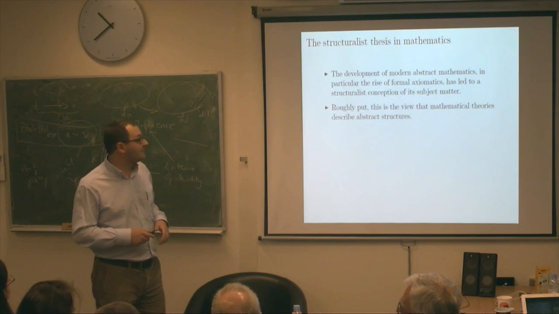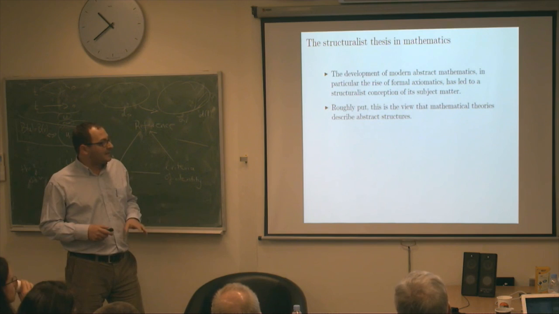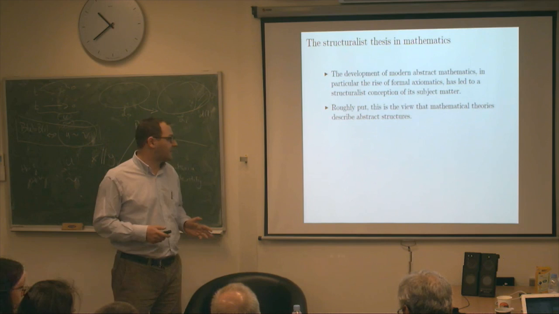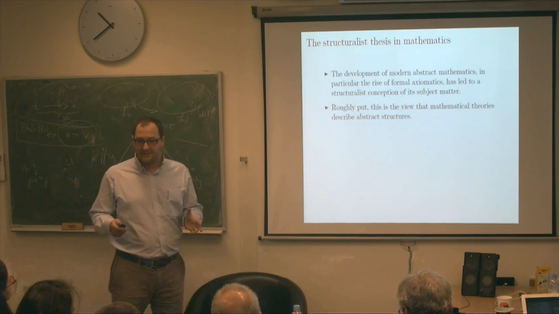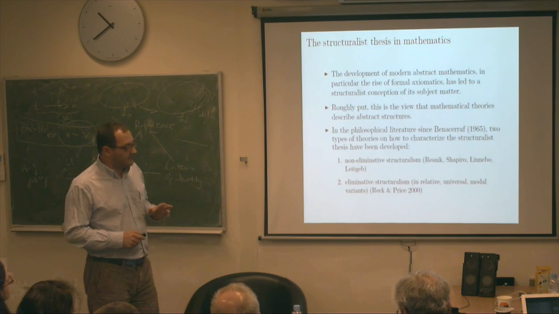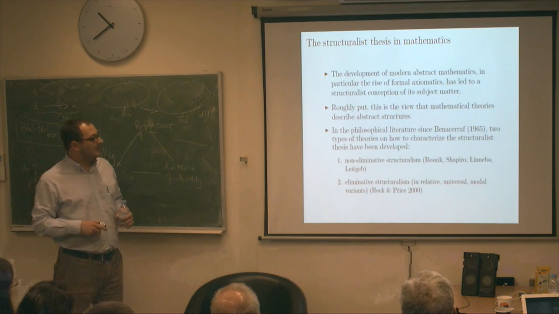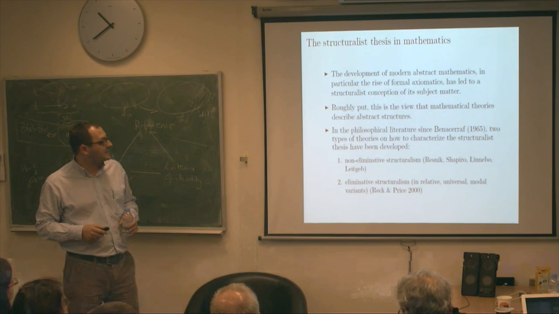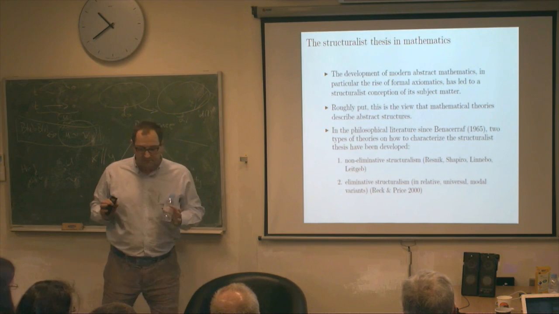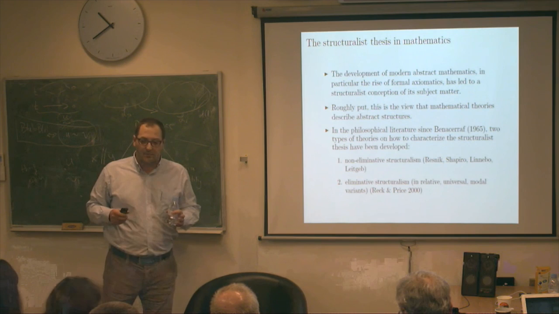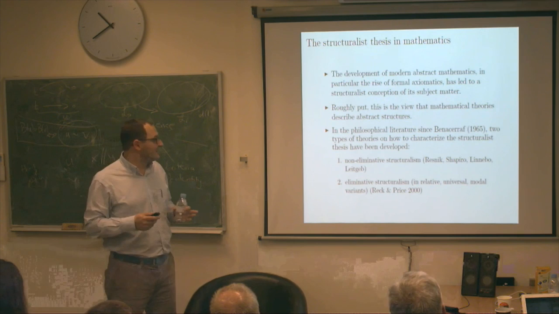So structuralism, roughly put, is the view that mathematical theories describe abstract structures or are about abstract structures, or that the content of mathematical theories is purely structural in character. And as is well known, there's an intensive literature that goes back to Benacerraf's article from 1965. And in this philosophical literature, there are at least two families of theories that try to spell out the possible ontological implications of the structuralist thesis in mathematics.